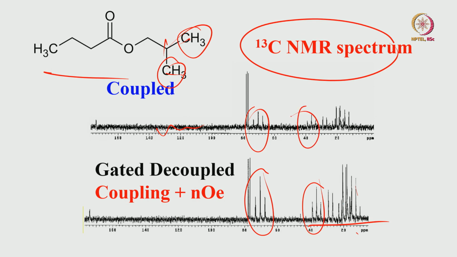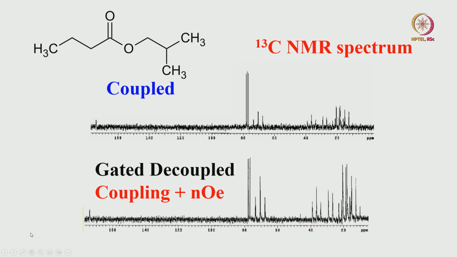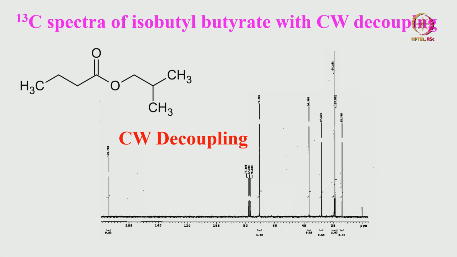We are not decoupling, it is coupled, but NOE is there. Because of NOE you can see an enormous rise in the intensity here. Look at the signal here, look at the signal here. We still got the coupled spectrum, but with enhanced intensity. This is a gated decoupled spectrum. Coupling with NOE is there. Coupled spectrum plus NOE.